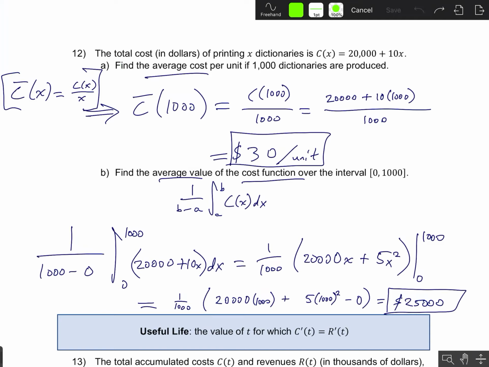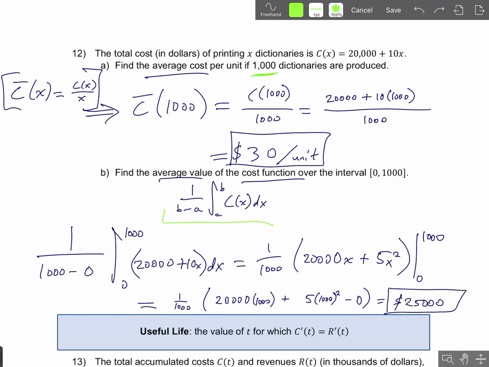So if you want the average cost per unit, that would be you plug in 1,000 units into the average cost function. So you would have the cost for 1,000 units in your numerator and then 1,000 units in your denominator. If you do that evaluation, then what you'll get is 30,000 divided by 1,000, which ends up giving you $30 per unit. So notice that the units here are dollars per unit. So that's a little bit different from asking for the average value of the cost function on a particular interval.